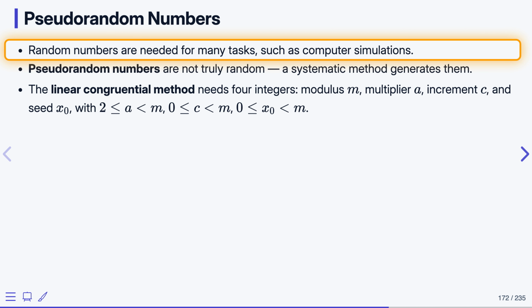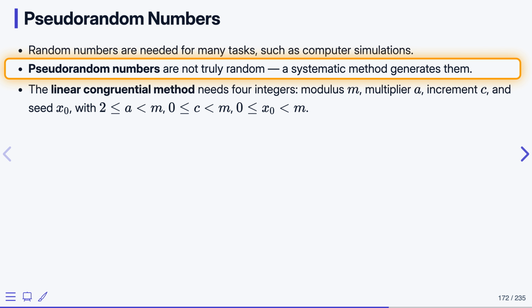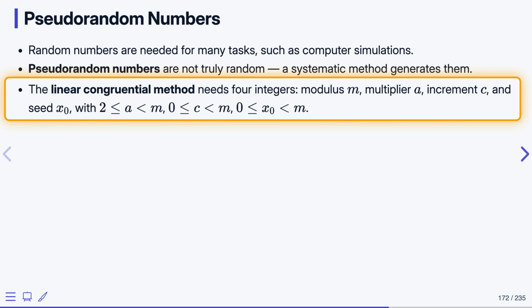Next, pseudorandom numbers. Many programs need random numbers, for example, to run a simulation of traffic or of a queue at a bank. But an ordinary computer cannot really be random. It follows instructions. So instead it follows a fixed recipe that only looks random. We call the output pseudorandom, meaning false random.